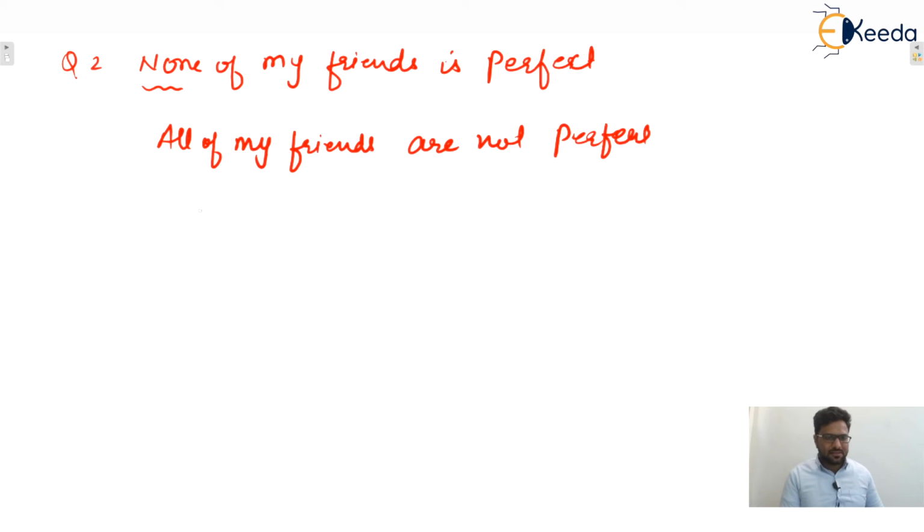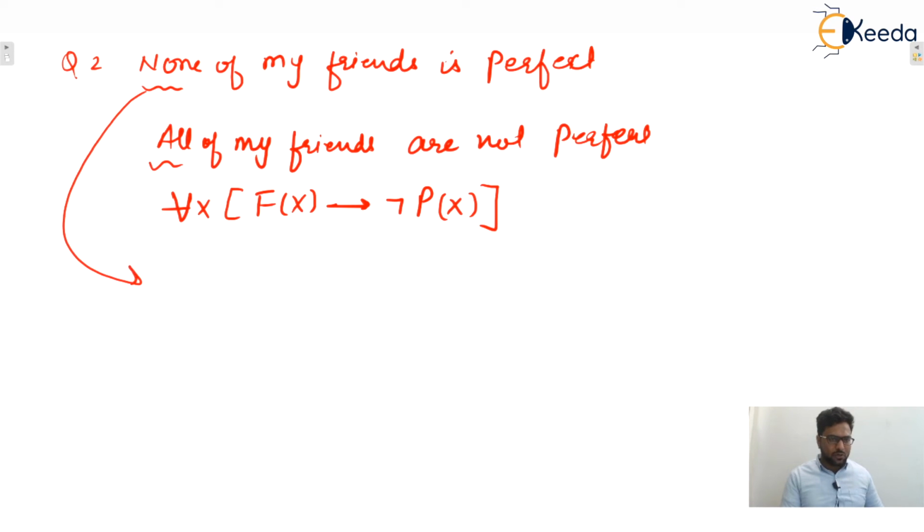Isn't it? So we can say that "all" means "for every." "Some" means "there exists." So if it is friend, then the implication is not perfect, isn't it? Or you can write it directly also. "None" means "not for any." So "not for any" means there exists not for some, isn't it?